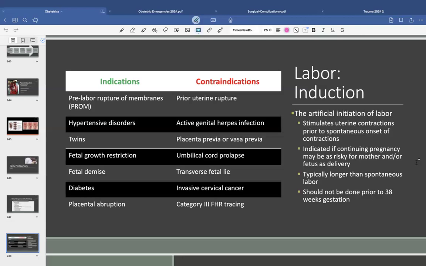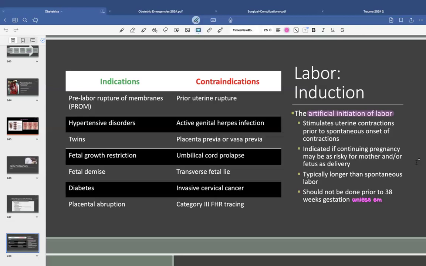So indications might be pre-labor rupture of membranes. So the amniotic membrane ruptured prior to labor, prior to contractions. Any type of hypertensive disorders, we talked about 4 of those. Multi-fetal gestation or twins, intrauterine growth restriction, fetal demise. Of course, the baby is not living or something's going on, you might have to induce labor, unfortunately. Diabetes and placental abruption. Can you have a vaginal birth with placental abruption? Yep. C-section.